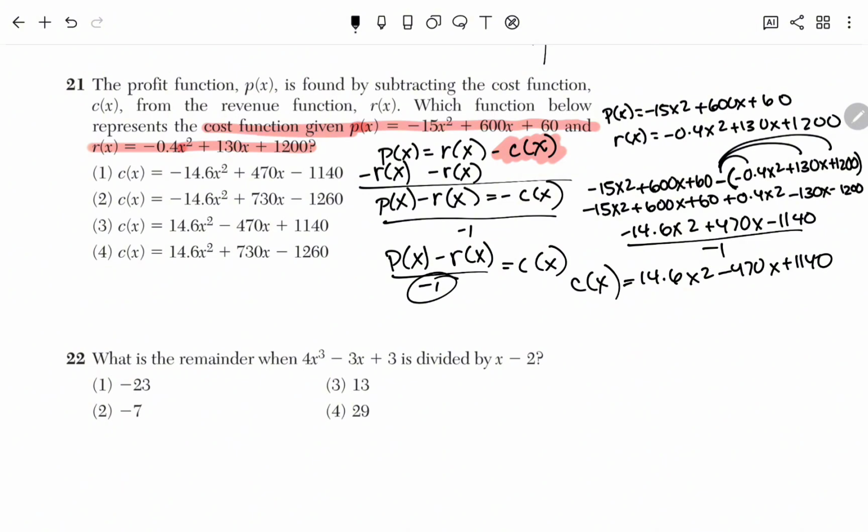Which answer choice matches with that? Answer choice 3. That is how you solve this question.